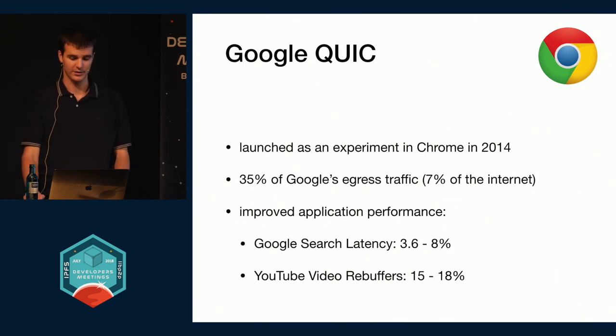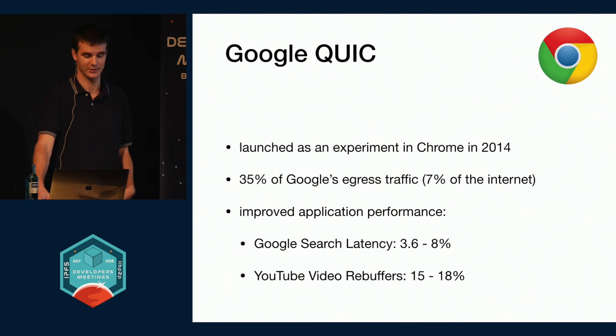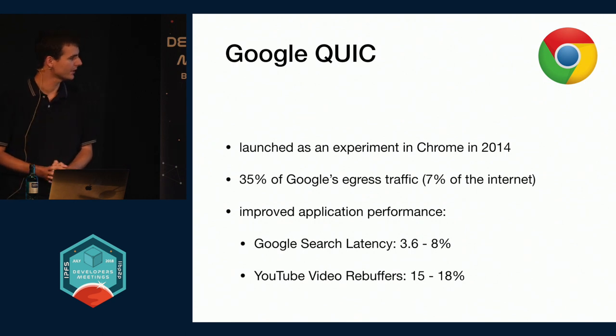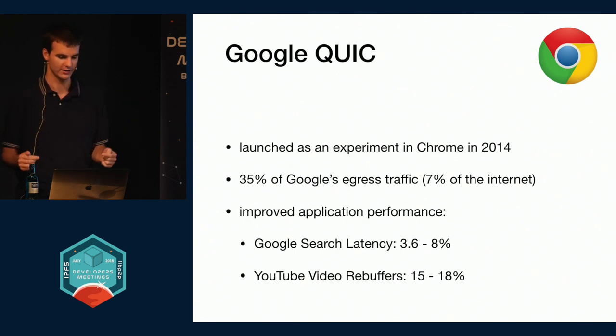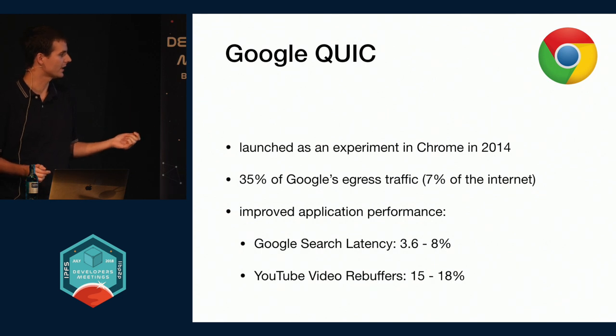QUIC is now 35% of Google's egress traffic, which, according to their numbers, amounts to 7% of the whole traffic on the internet. And they shared some pretty impressive numbers. So for Google Search, the search latency, which is the time it takes for the Google search page to completely load, went down by 8%.